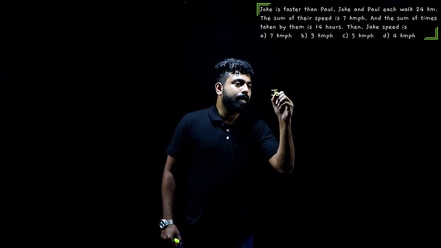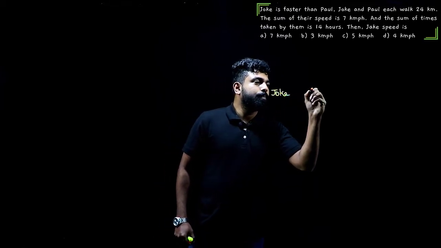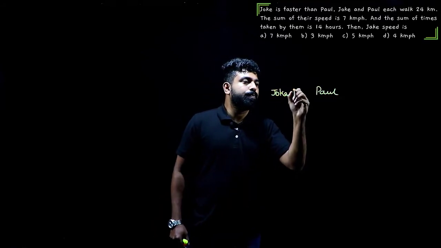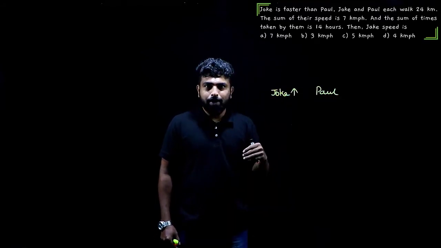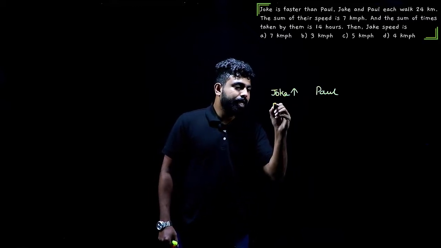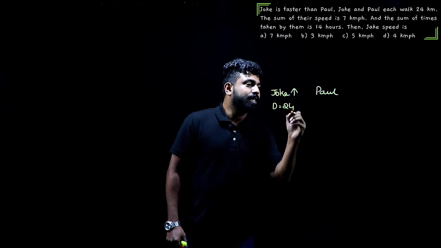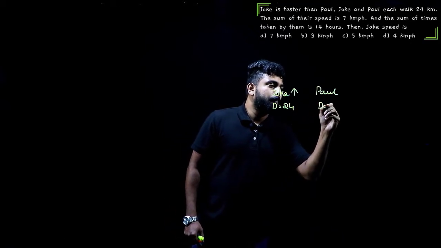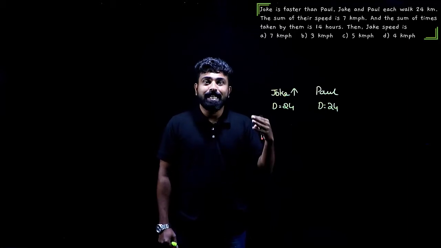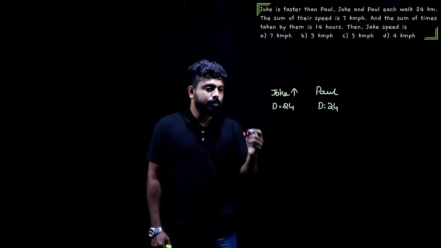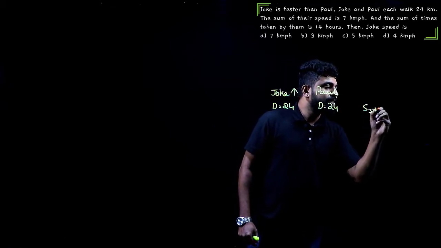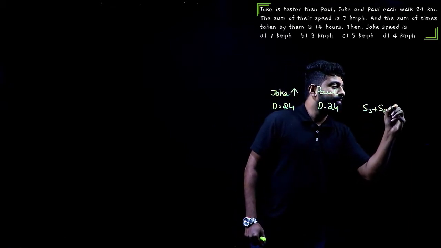Let me write it down. There is Joke and there is Paul. Joke is faster than Paul. Here, the distance covered by Joke and Paul are equal, which is nothing but 24 kilometers. So D is nothing but 24 kilometers. It is same with Joke as well as with Paul. Now they are telling that the sum of their speeds is 7 kilometers per hour, which means speed of Joke plus speed of Paul is equal to 7 kilometers per hour.